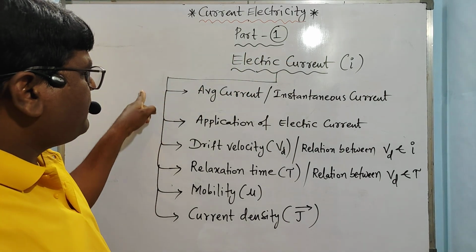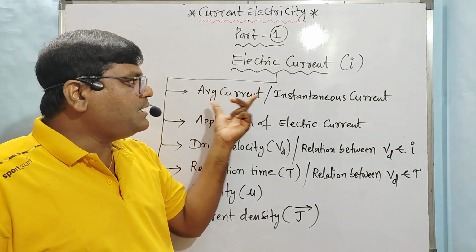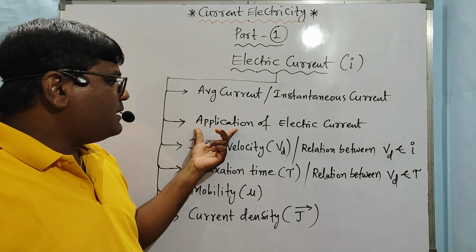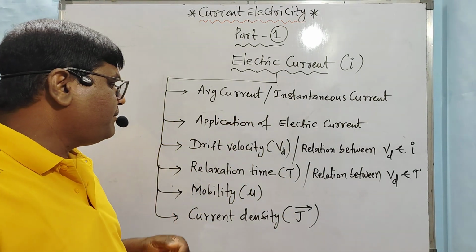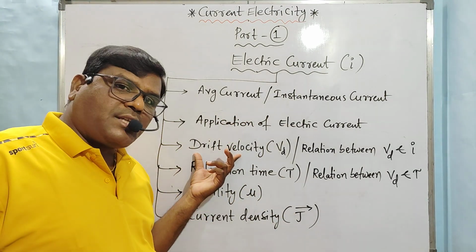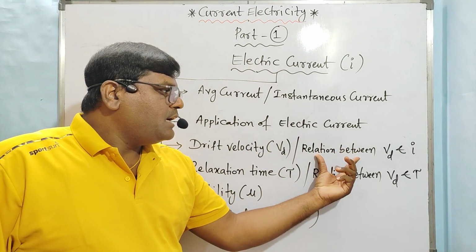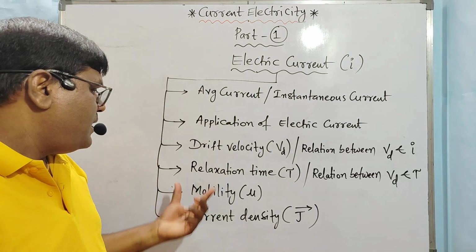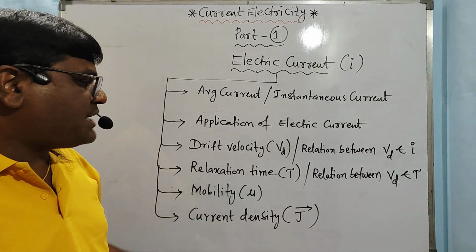In this electric current, first we will discuss about the average electric current and instantaneous electric current. And next one, what are the applications of electric current? We will discuss clearly. And what is the drift velocity and the relation between drift velocity and electric current. And next topic we are going to discuss, that is relaxation time.